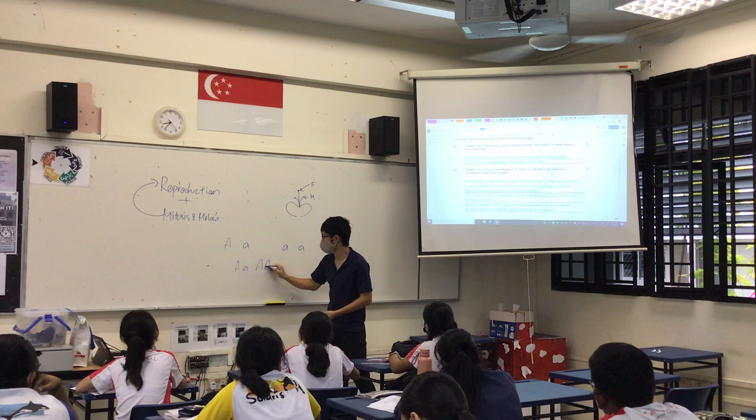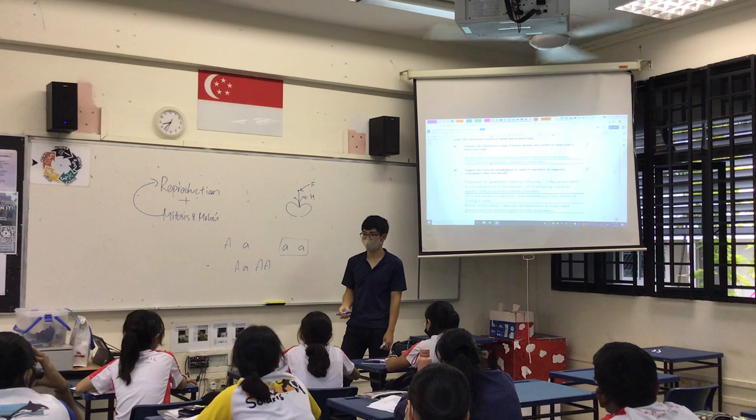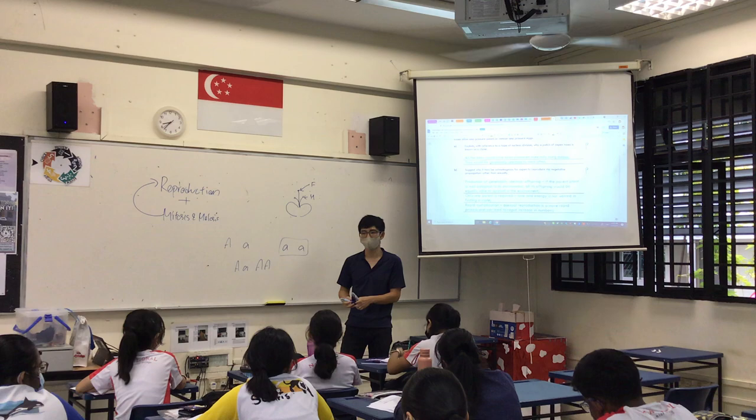But imagine you keep shuffling the same cards over and over again, right? Eventually, one of the kids will get a combination where it is two small A's. Then a disease will arise. But if you keep shuffling with someone outside the family, your chances are much lower.